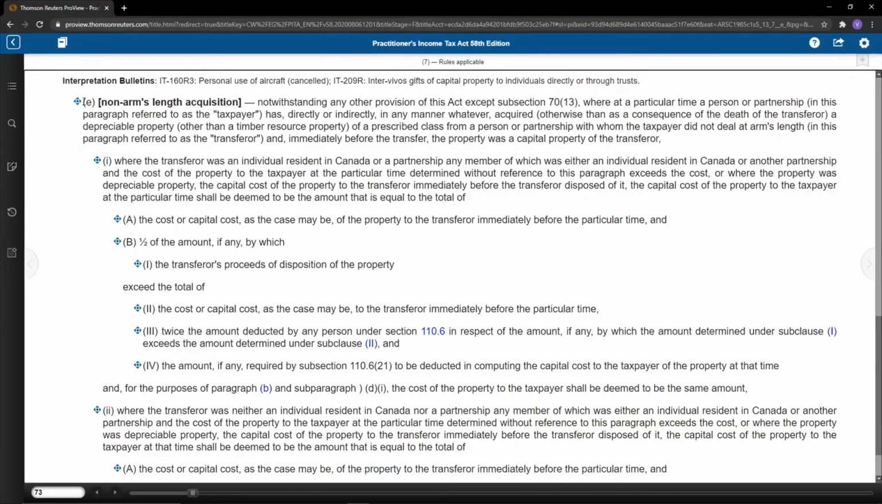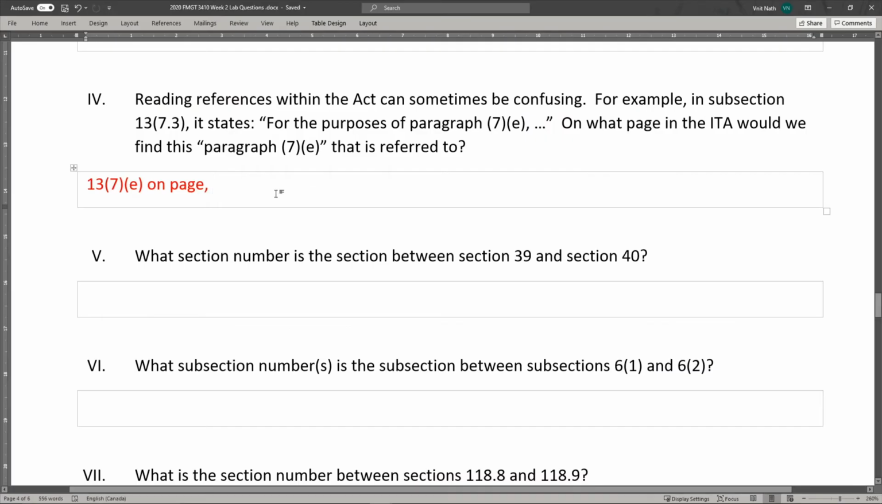So let's take a look. Section 13, subsection 7, paragraph E refers to the non-arm's length acquisition of something. We haven't gone that far in the course yet. But in my version of the ITA, this is on page 73. So I'll answer on page 73.